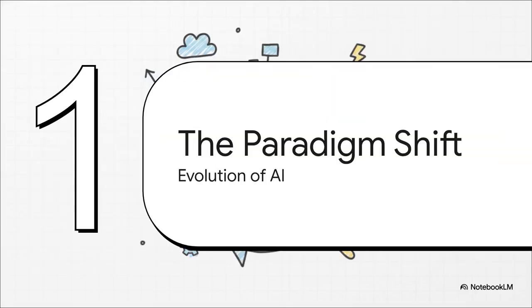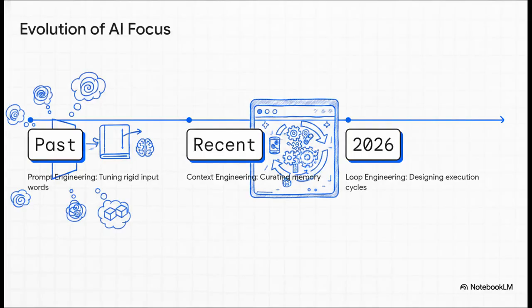All right, starting with part 1, the paradigm shift. To really understand where we are today, we kind of have to look backwards at how the primary bottleneck in AI development has evolved over the past few years. Think back a couple of years ago. The absolute highest leverage skill was prompt engineering, right? Models were pretty rigid, so you had to meticulously craft the exact wording of your input. It was almost an art form.